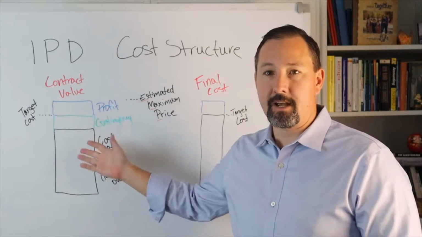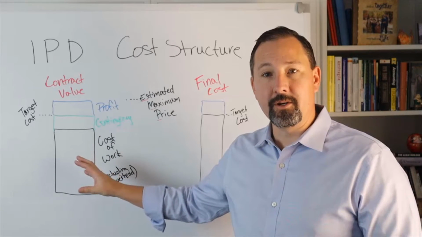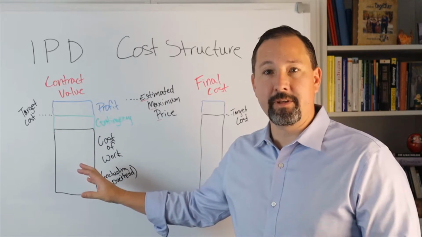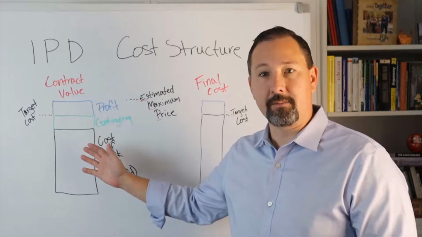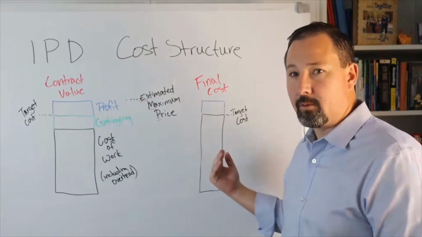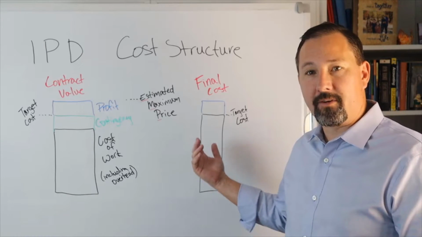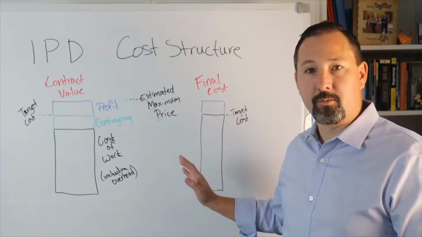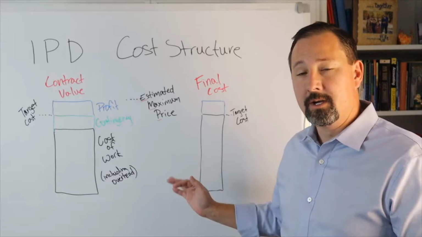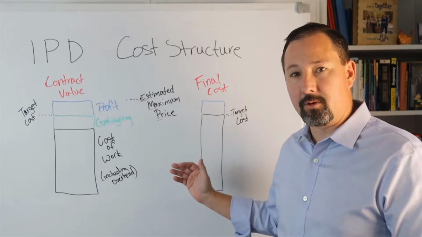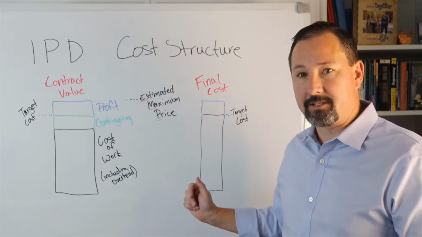Over here on this side, we're going to talk about early when you're negotiating the value of an IPD contract, how do you develop that contract value? And then we'll talk about at the end of the project, how do you calculate what the final cost is and if there's a risk or a reward. So does the team get all their profit or do they not? And is there a shared savings or not?